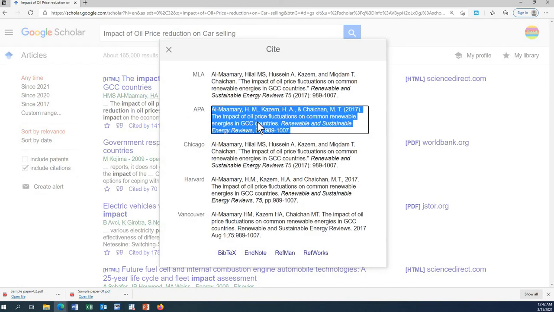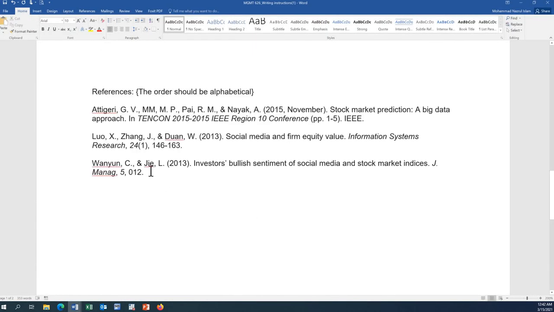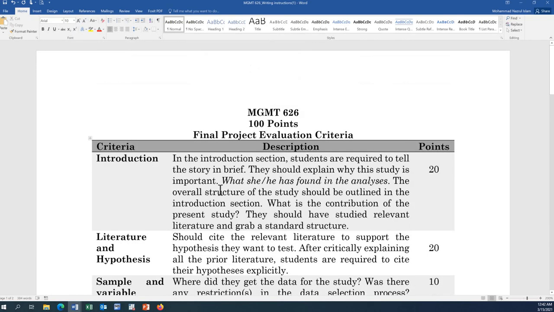you will find APA. So you just copy this one and you will see that. So what you will do, paste. See that this is the citation. This is how you will perform the citation. Okay, so I hope you understood, and if you have any question for me, I'm ready to answer. So happy analysis and best of luck for your research project.